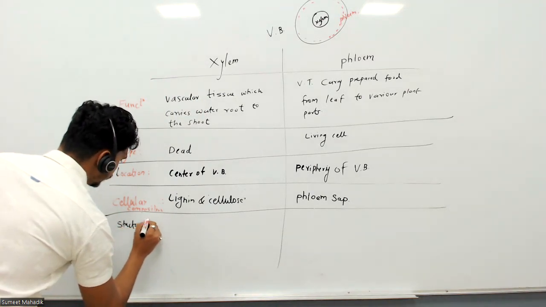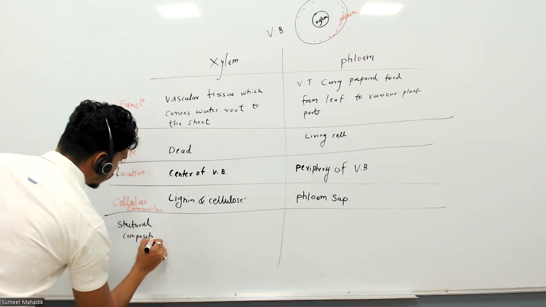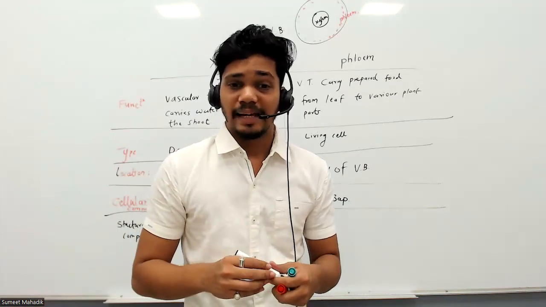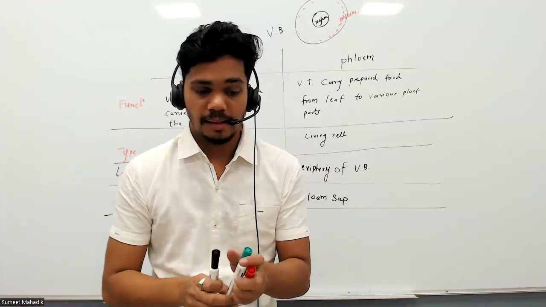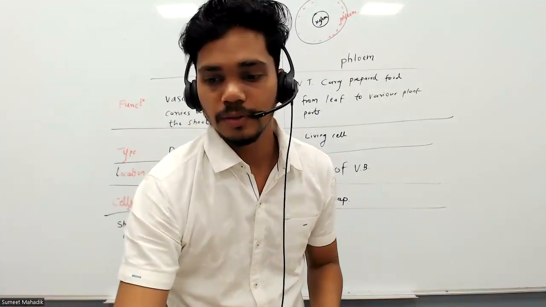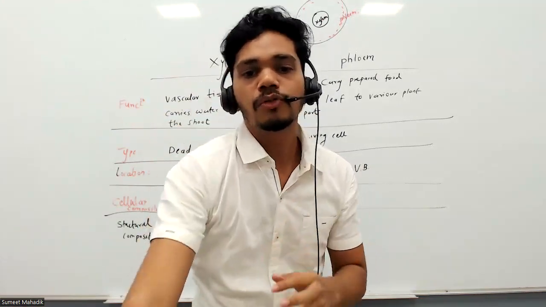Structural composition. That is very important over here. So I'm writing it below. In case of xylem: xylem fibers, vessels, and tracheates. See, xylem is found like this structure. Which structure is xylem found in? These tracheate-like structures are there, so water can be moved forward.